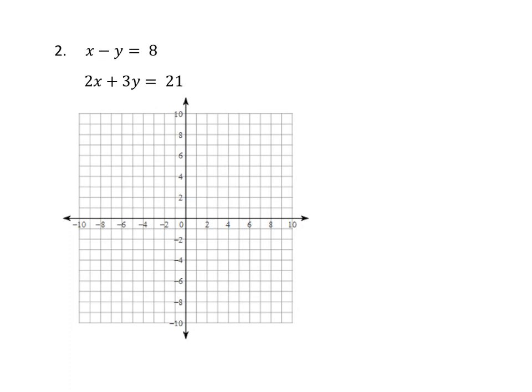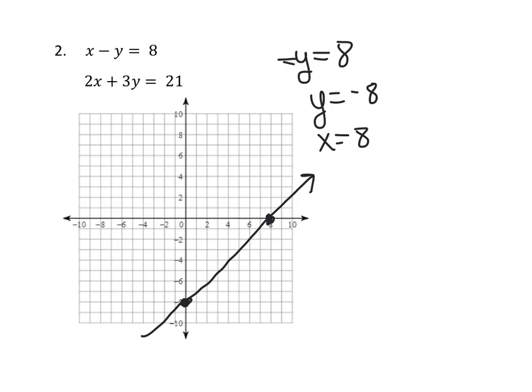All right, so if I'm using the x and y intercepts, if I make x 0 and I solve for y, I get negative y equals 8. So if I'm solving for y, I'm going to get y equals negative 8. So that would be my y-intercept, negative 8. And then if I'm using the same method and I make y 0, then x equals 8. So then my line goes through those 2 points. So that's one way to do it.